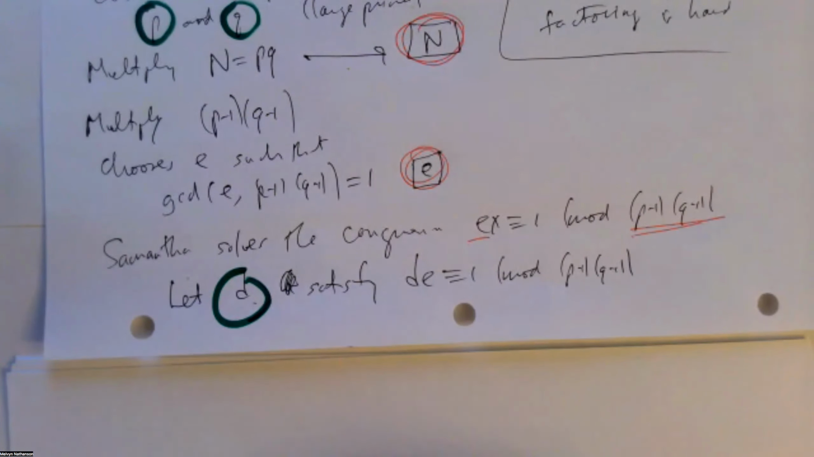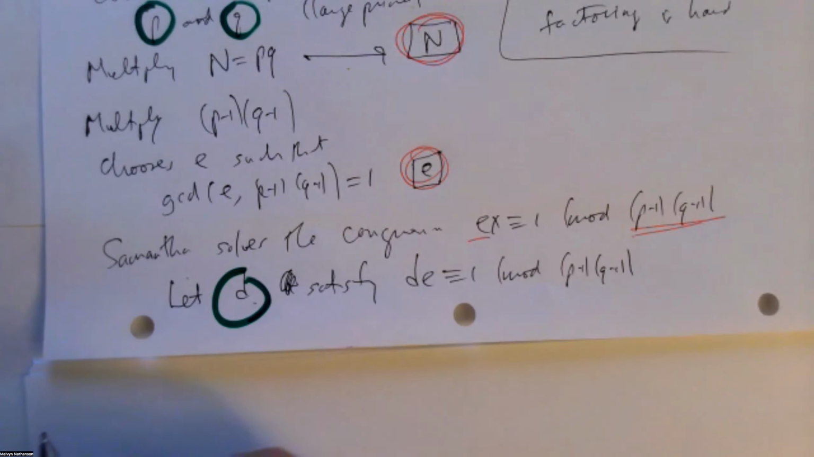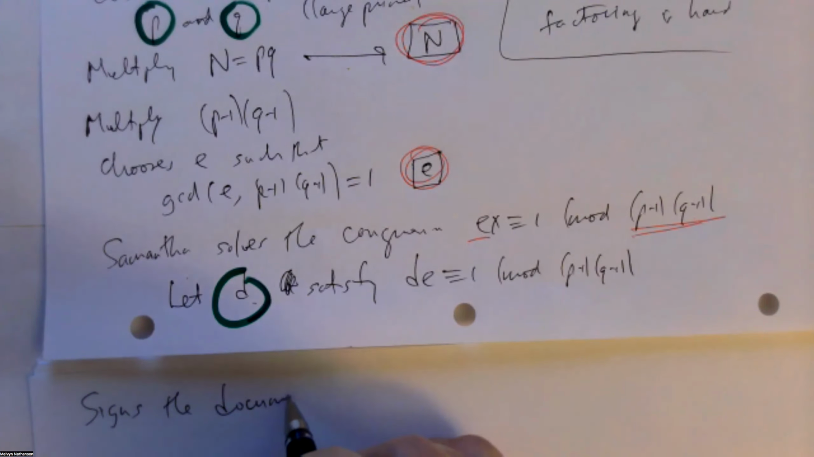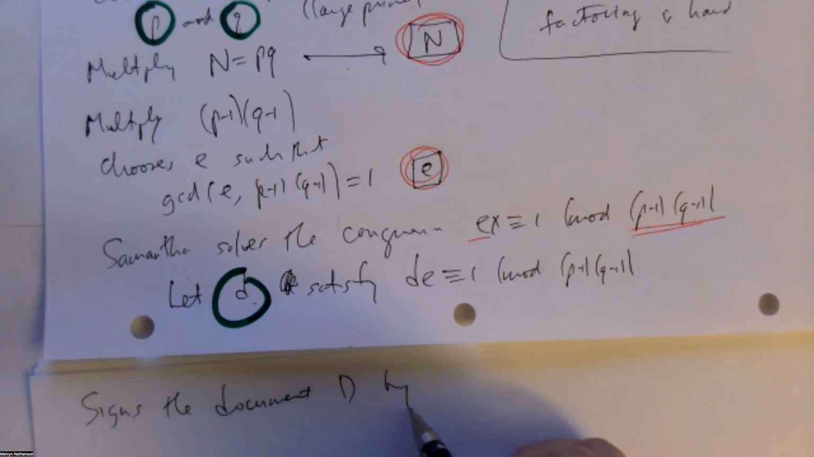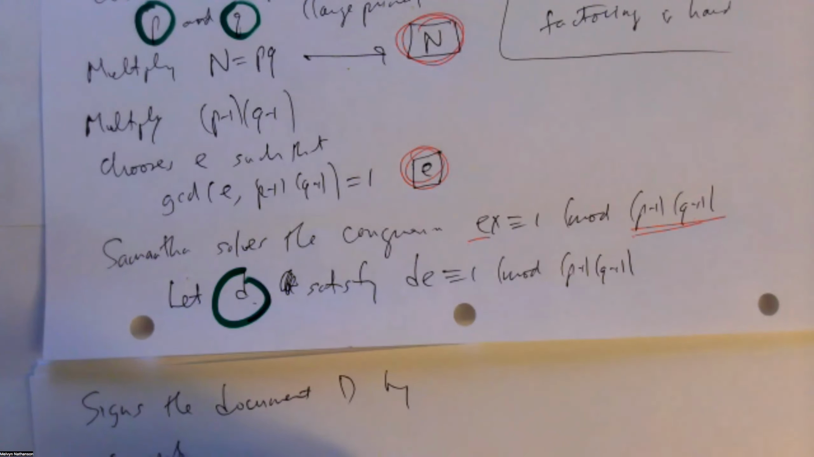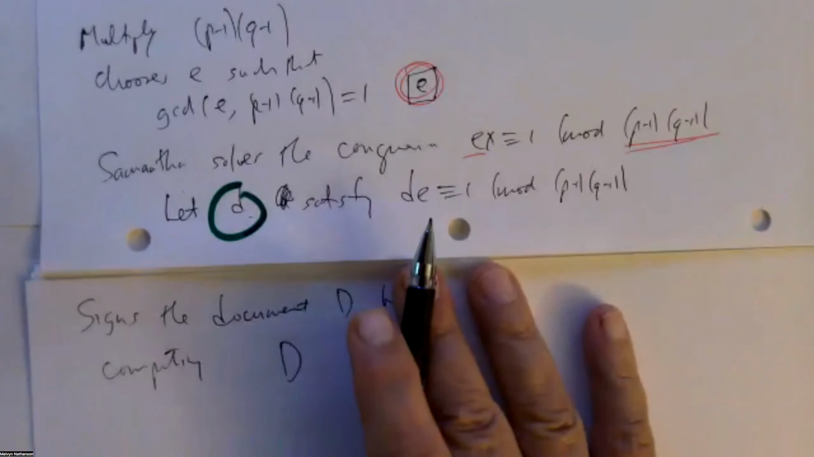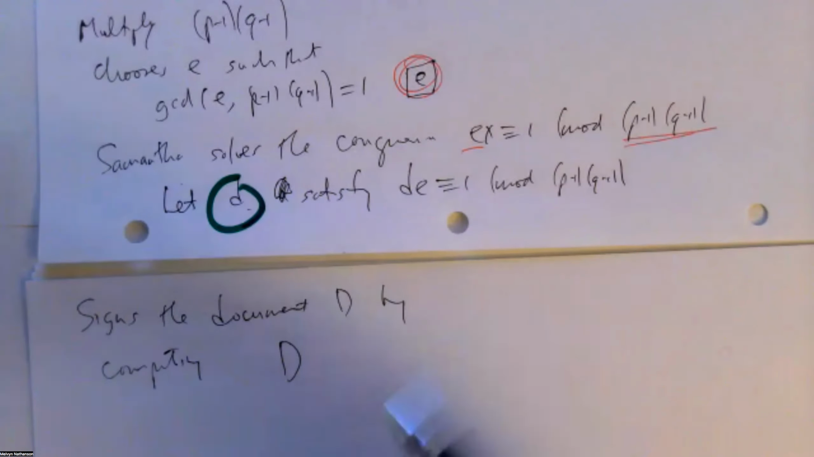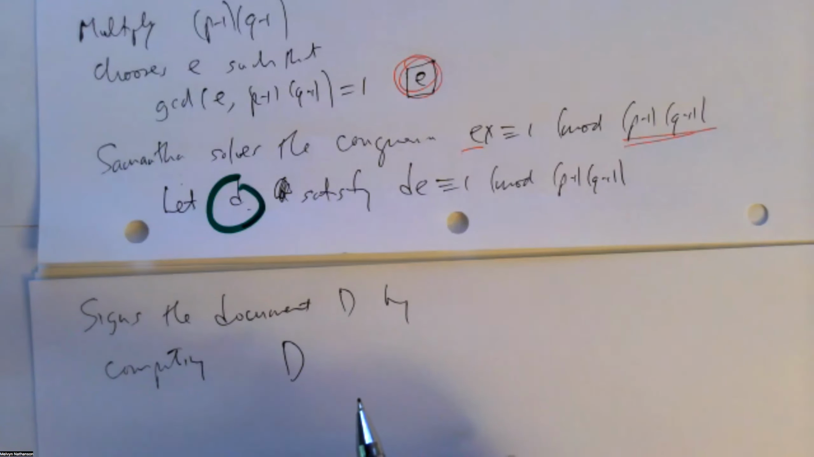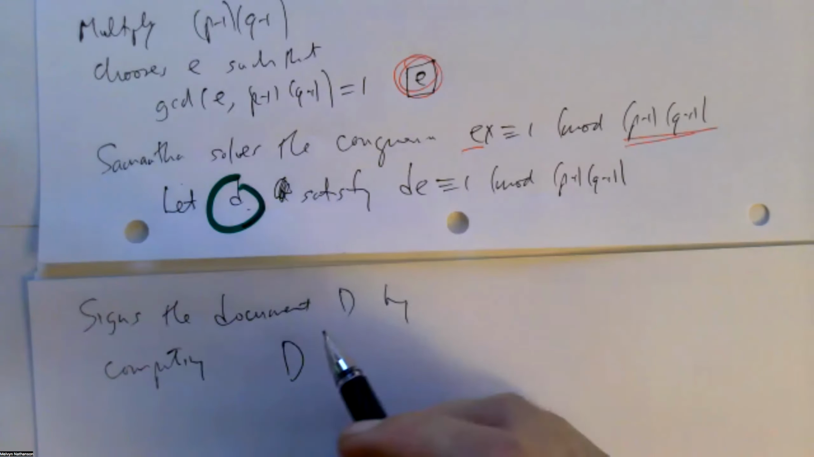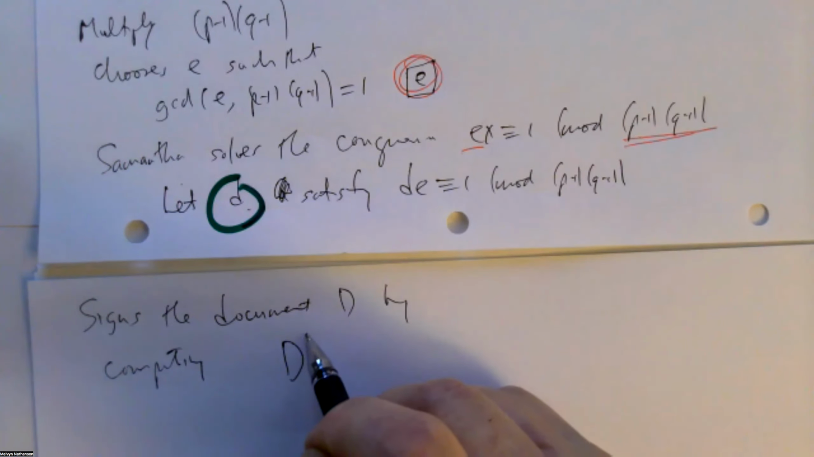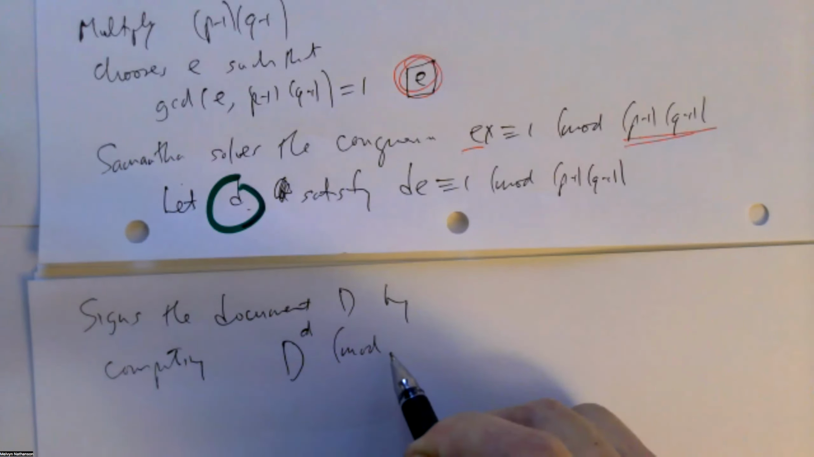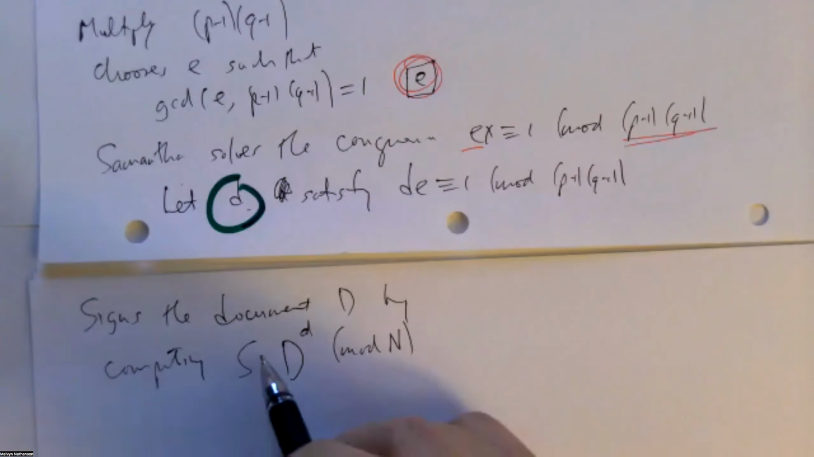And what is the signature? So Samantha signs the document D by computing the document. Remember, every document is an integer. Everything has been converted into binary. Every document is a sequence of zeros and ones, which are binary digits. D, capital D, to the power d modulo n, and call that S.